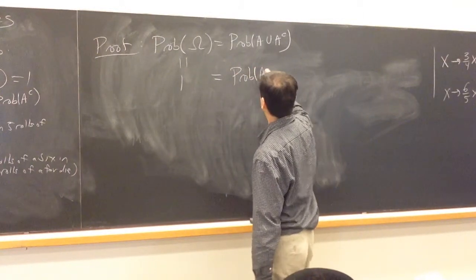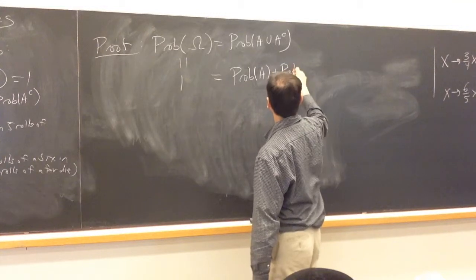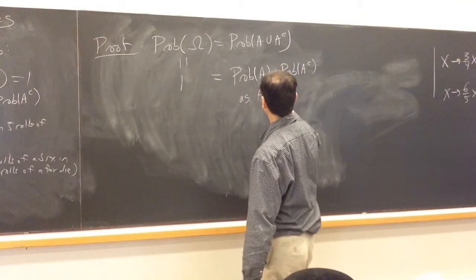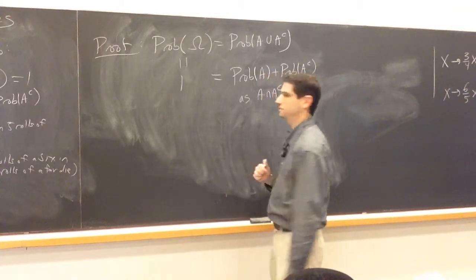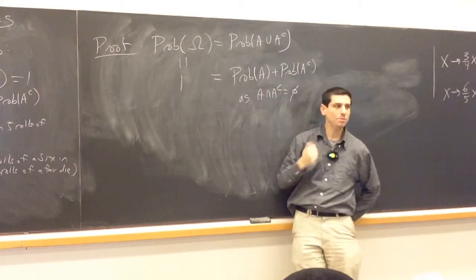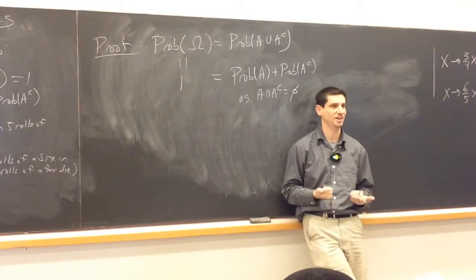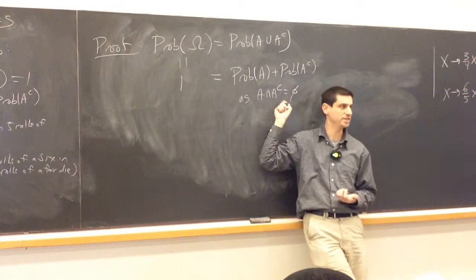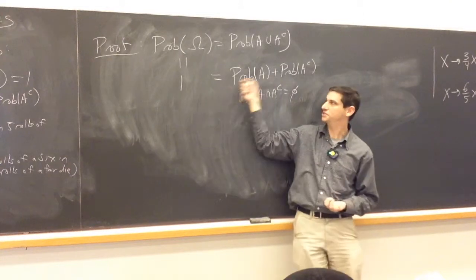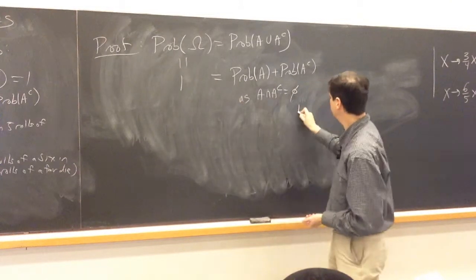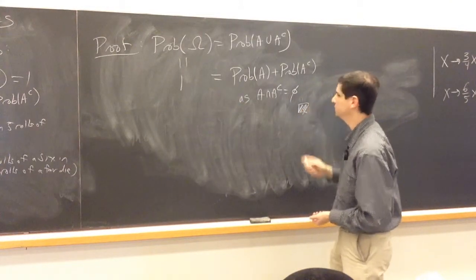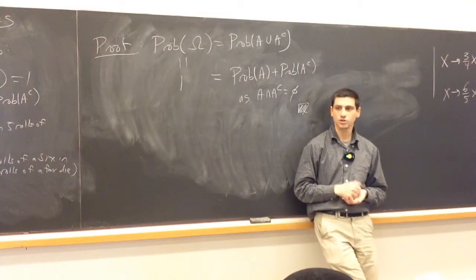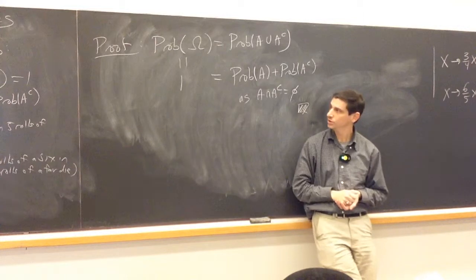So it's the probability of A plus the probability of A complement, as A intersect A complement is empty. A complement by definition is things not in A. So is there anything that's in both A and A complement? No, by definition. And there's the proof. We often use a filled-in square to mean we've reached the end of a proof. So this is a proof of the law of total probability.